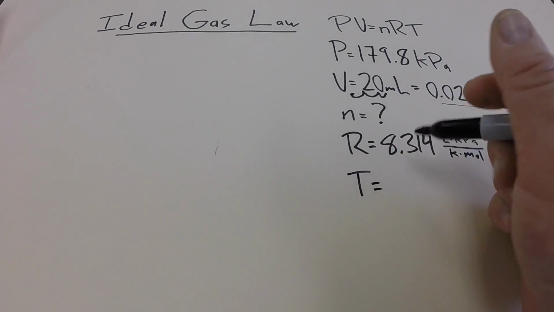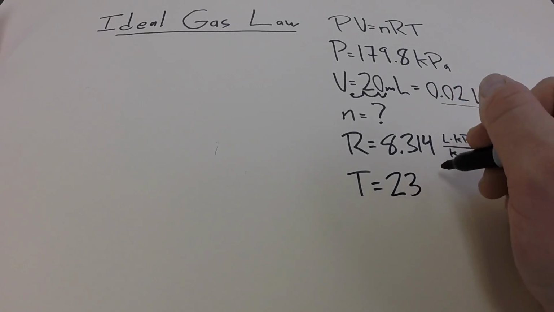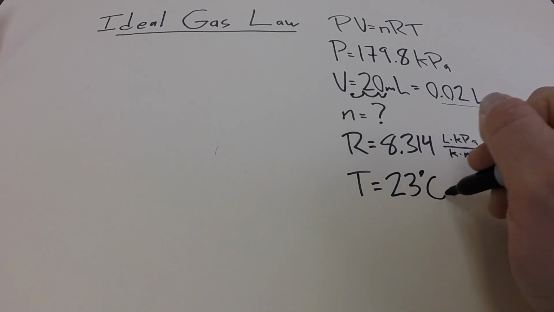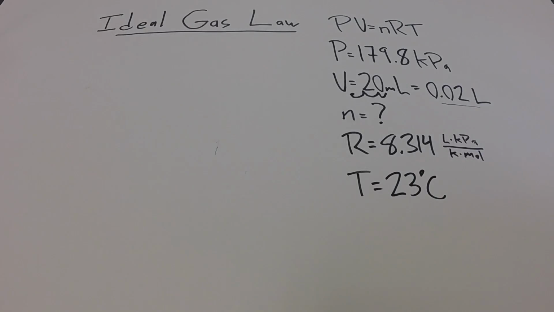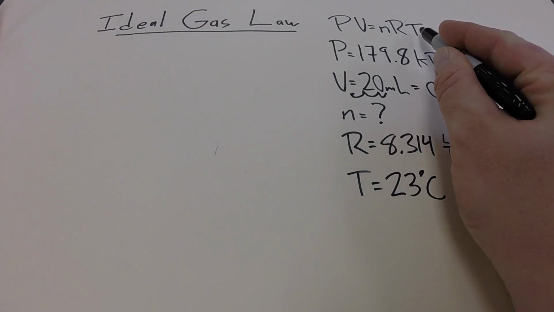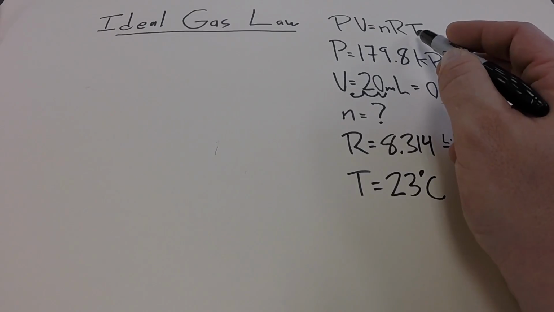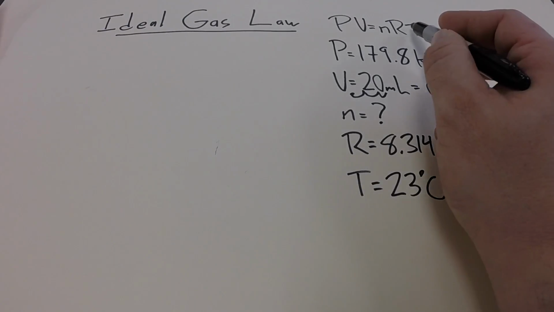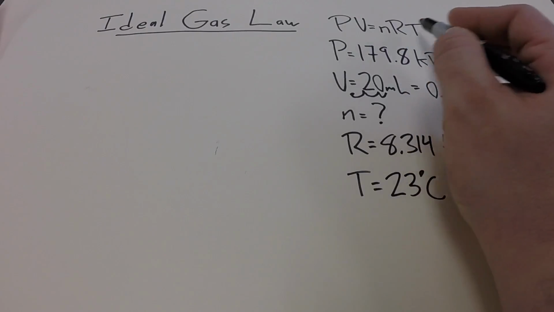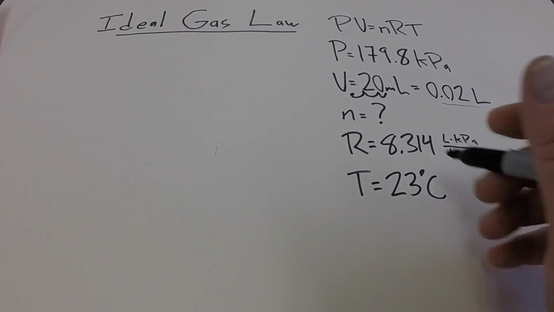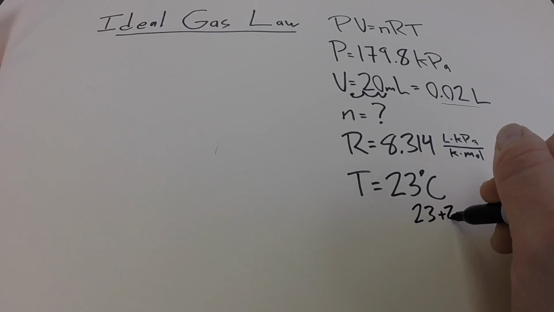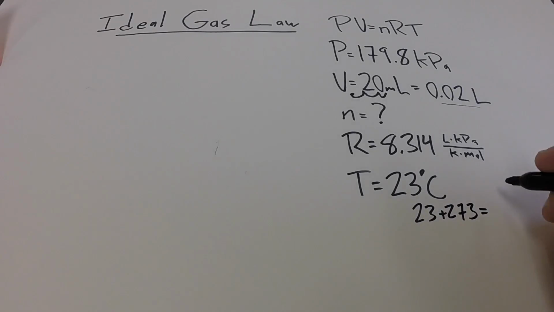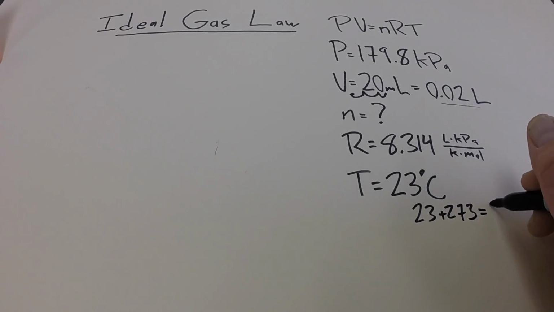Finally, our temperature: room temperature is 23 degrees Celsius. When we do the ideal gas law, you must use temperature in Kelvin, just like we did with the other gas laws. That avoids having to divide by 0, or if you had 0 Celsius as a temperature, that would make this entire side of the equation 0, and that just wouldn't work. So to convert, 23 plus 273 gives us a temperature of 296 Kelvin.